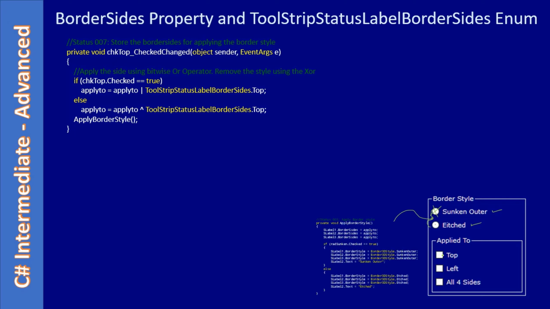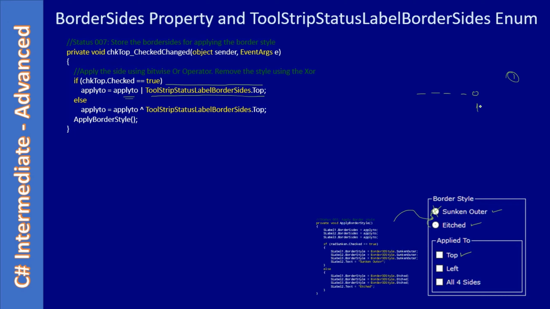Now, chk top checked changed. That means the user places a check mark here. When checked is true, if you see what we are doing, apply to, that's the constant, right? To this apply to constant, we are using the OR operation and we are setting this constant. So we are setting this bit using the OR operation. If it was previously 0, that specific bit, I think top is the very first bit in the constant, value is 1, very first bit.